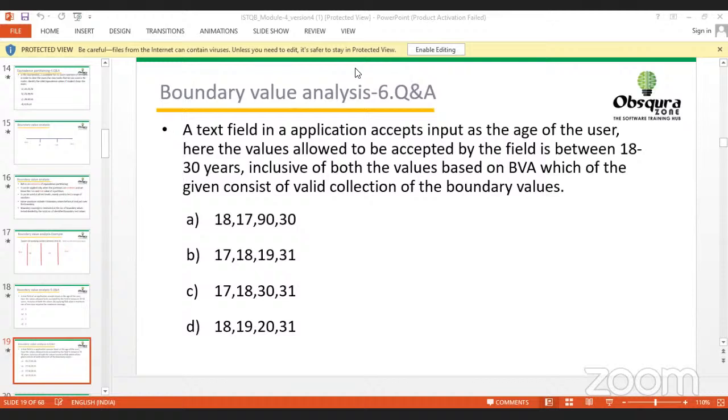Yes, the same question only. C is the correct answer. That means that we have already explained, right? That is 17, 18, 30, 31. You can apply the formula to both the lower bound and upper bound and see the result. Okay. So that is clear, I think.